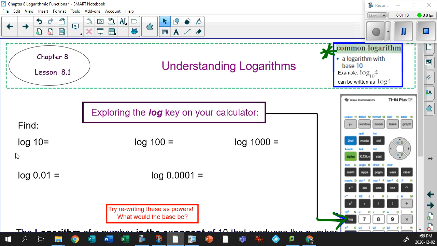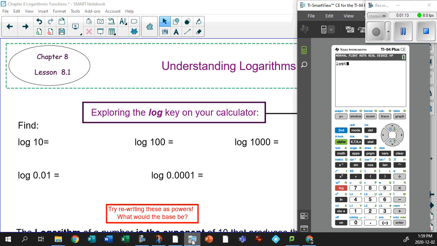Ready? Here we go. Boot up the calculator. I'm going to go log of 10. If you want to close the bracket, go ahead and close the bracket. Punch it. Look at that. I get 1. Interesting. Well, what's the log of 100 then? I wonder what that is. It's 2. Do you see a pattern yet? What do you think the log of 1,000 is going to be? 1, 2, 3 zeros. Hit enter. It's 3.